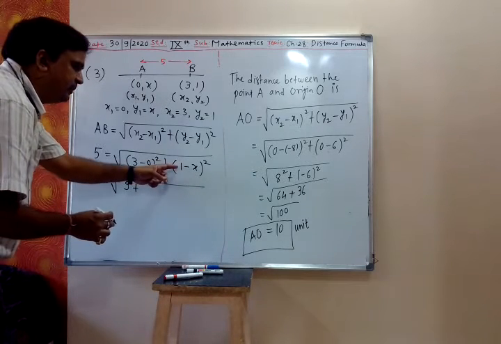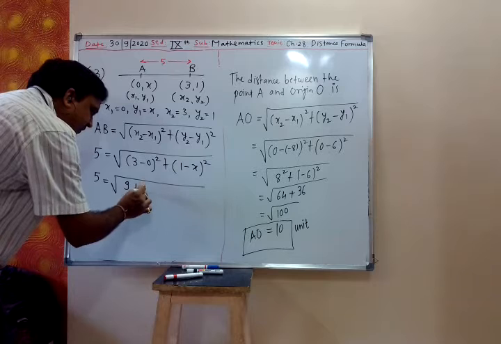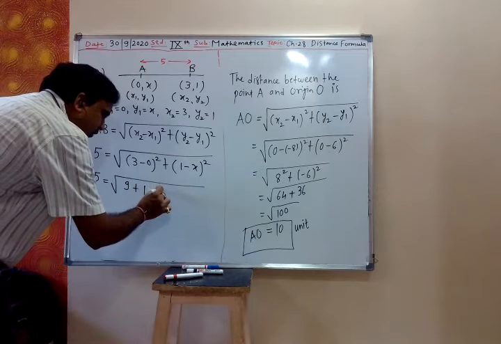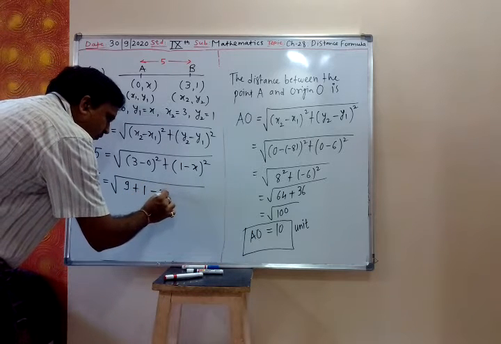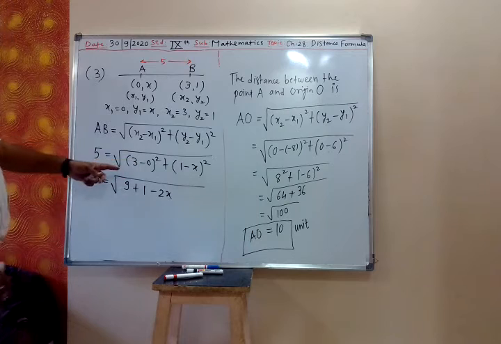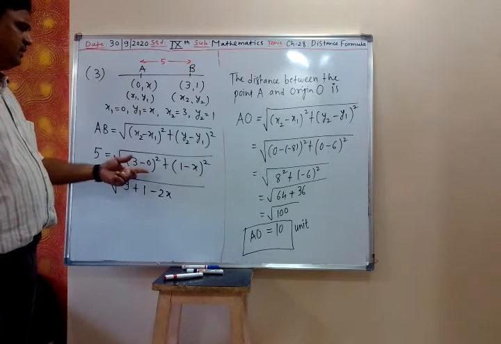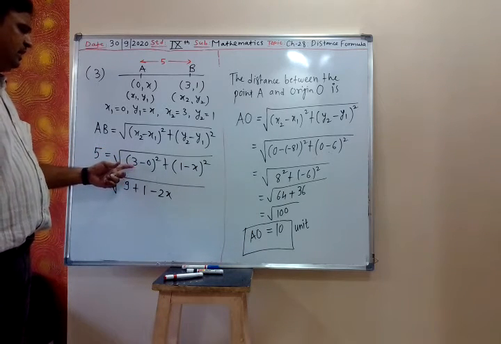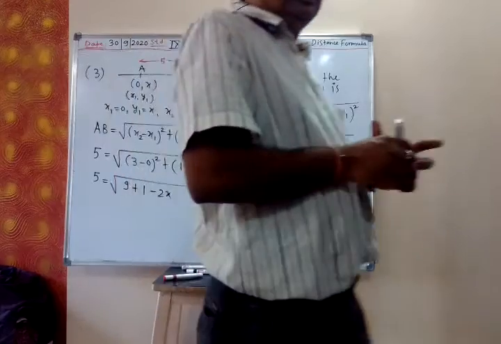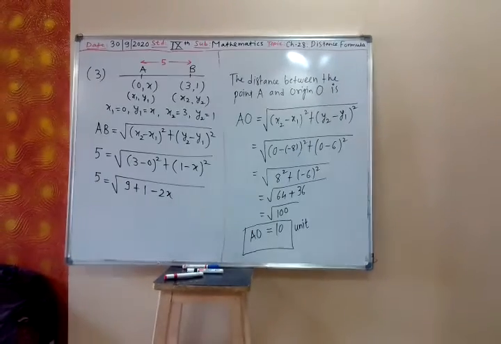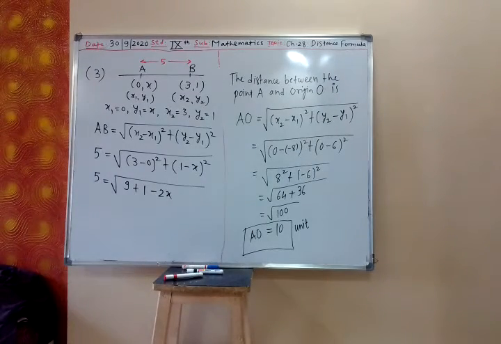plus now I will use a minus b whole square, that is 1 square, 1 minus 2 into 1 into x. 3 minus 0 is 3, no? Yes, it is clear, right? 3 minus 0 is 3. So 3 square is 9.